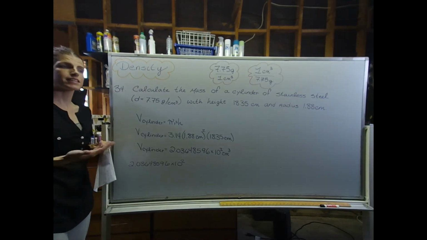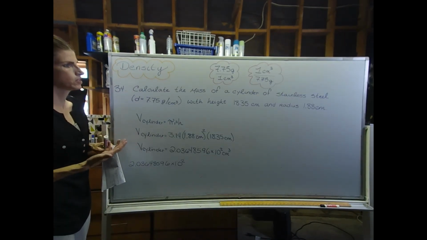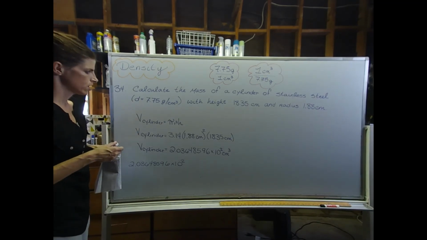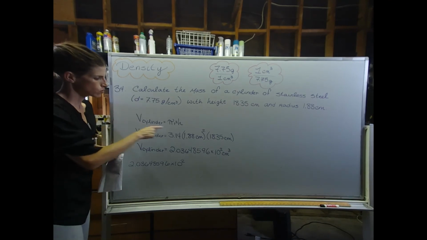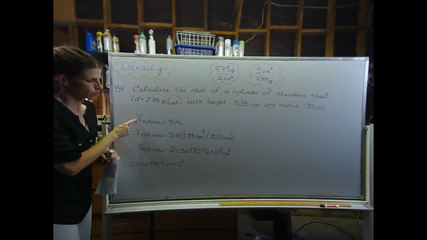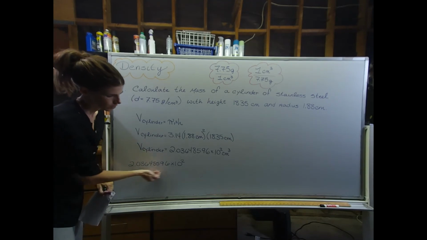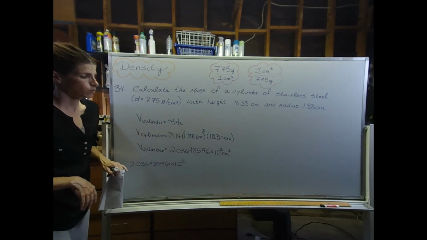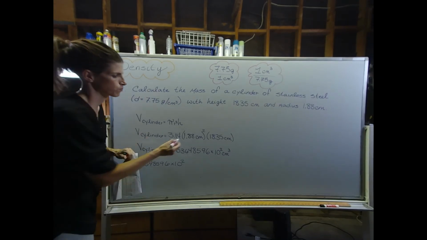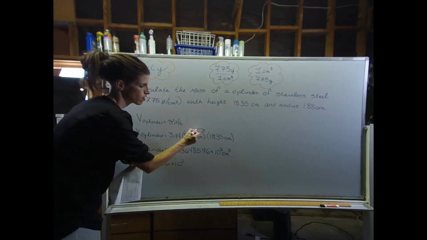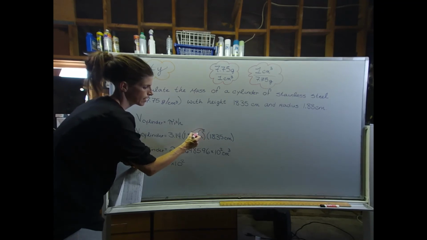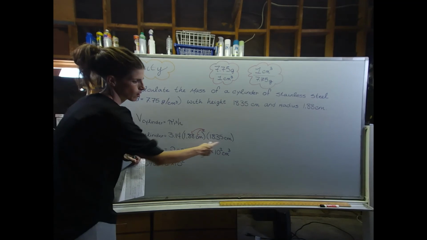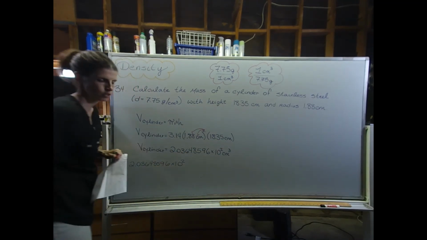So here we're asked to calculate the mass of a stainless steel cylinder. We're given information about its height and radius. So I used the formula for volume of a cylinder, and I got this really quite long number out of it, but I didn't want to round because, again, we're not supposed to round till we're done with the problem. Don't forget that this squared applies to both the 1.88 and the centimeters. So in terms of units, you have centimeters squared times centimeters, which gives us centimeters cubed.